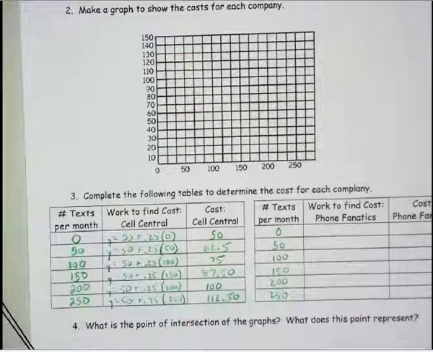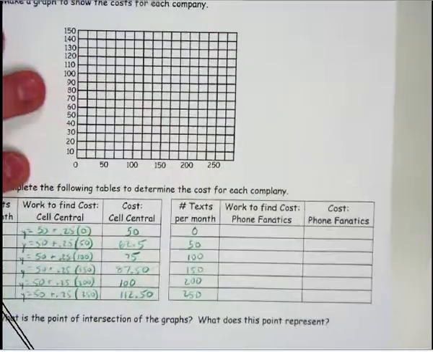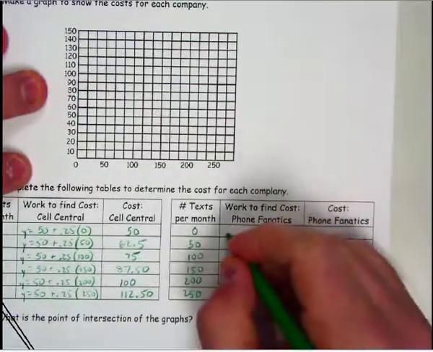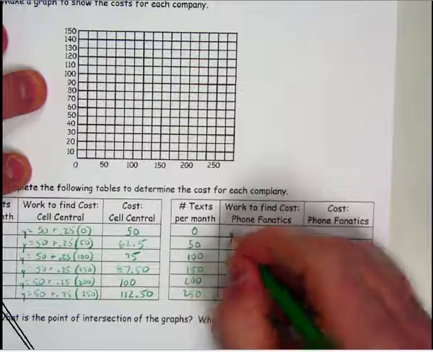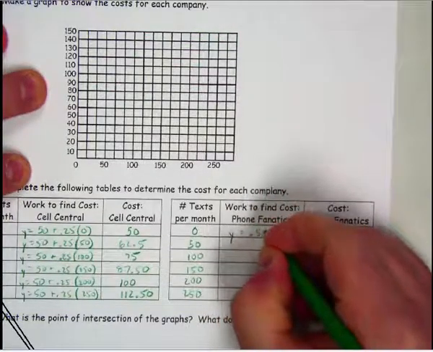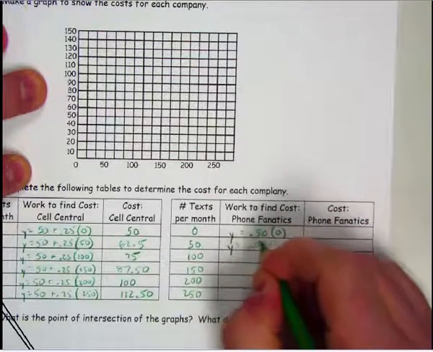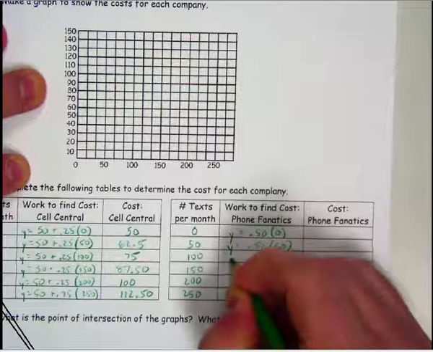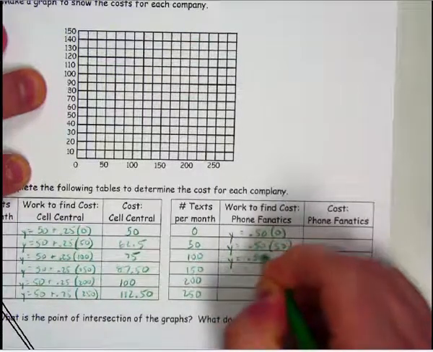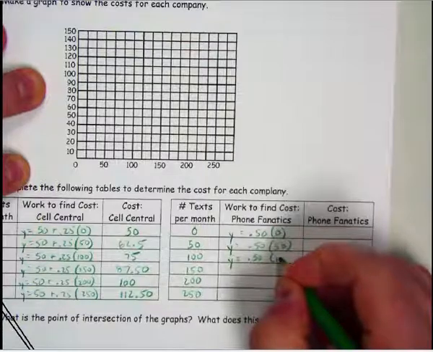Okay. Now I'm going to do the same exact thing with the other table. So I'm going to start by filling in my information. So this time the input is 0, but I'm looking at a different equation, so it's y equals 0.50 times 0. And then times 50. Go ahead and finish filling this out and find the total cost for each number of texts.